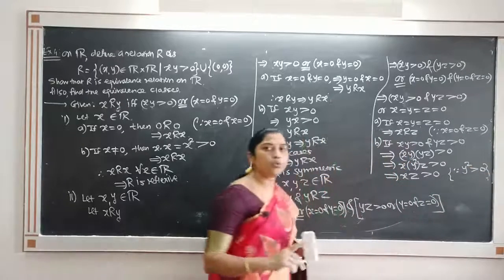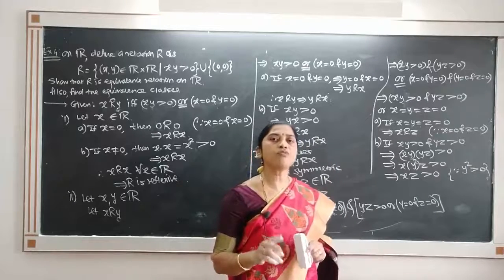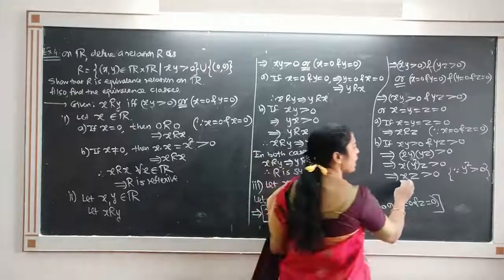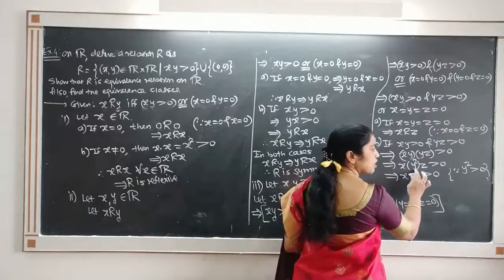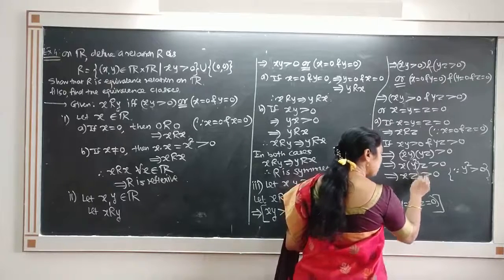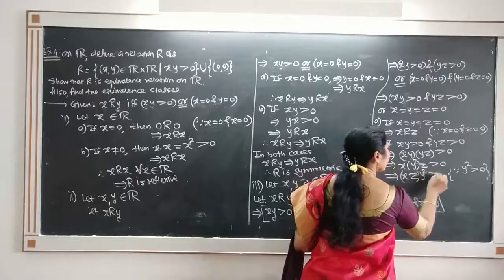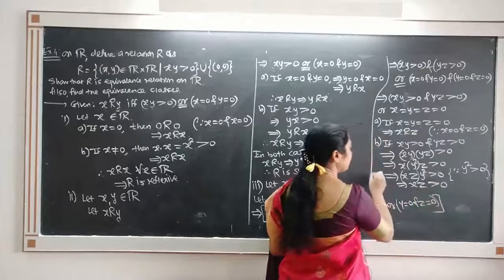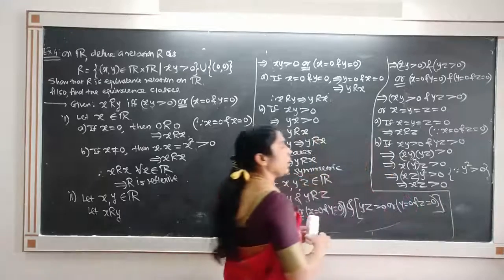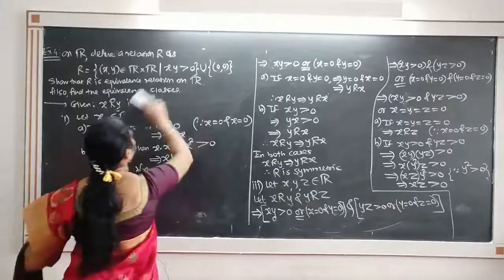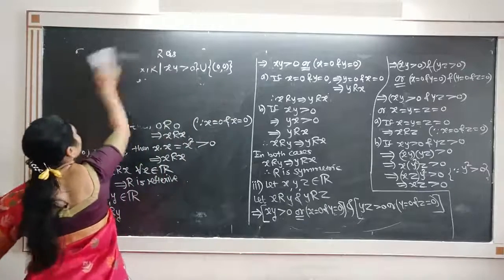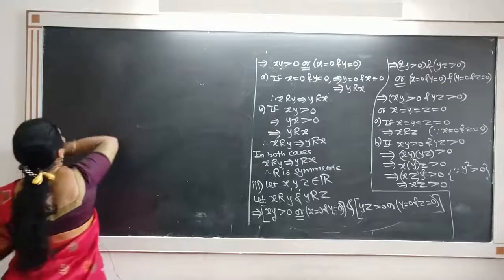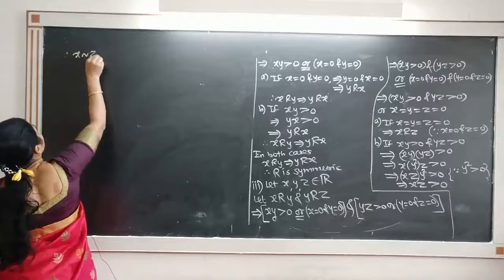And we know that if one number is positive and we want the product to be positive, the second number should be positive. So obviously xz should be greater than 0 because this number is positive. So this is nothing but xz into y square, and because y square is greater than 0, obviously xz must be greater than 0, and therefore we have xy greater than 0 and yz greater than 0 implies that xz is also greater than 0. Thus x is related with z.